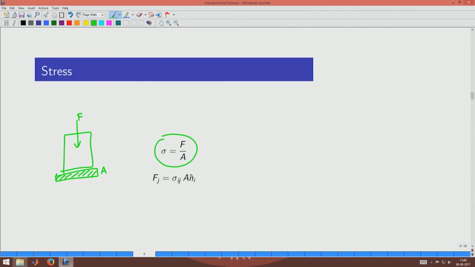Very often people remember this expression as if only one quantity is required. So, maybe stress is a scalar, but that is wrong, because technically the correct way of defining the stress is like this.